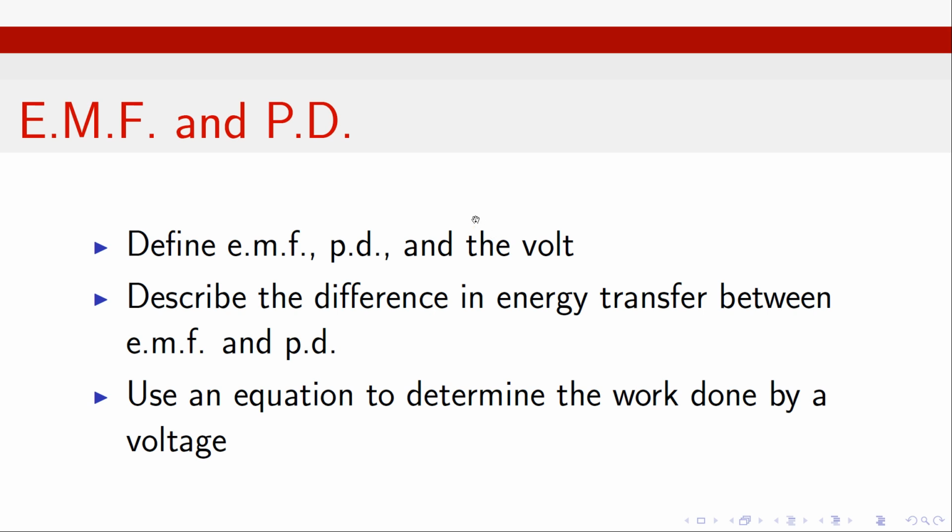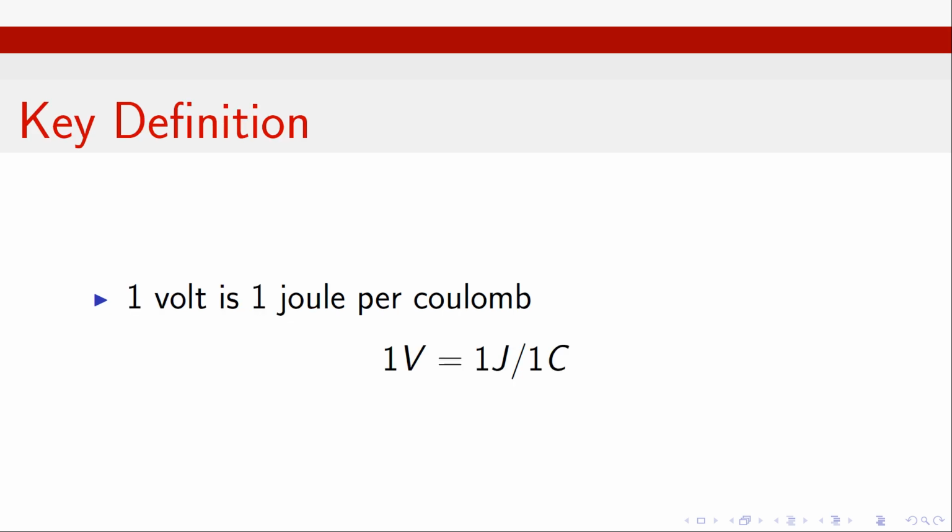So we'll have a look at the unit first, because that makes it easiest to describe exactly what this voltage is. And voltage is measured in the volt, and 1 volt is defined as 1 joule per 1 coulomb. So 1 volt is 1 joule per 1 coulomb. So it is an amount of energy per an amount of charge. We'll see which way that energy is going later.